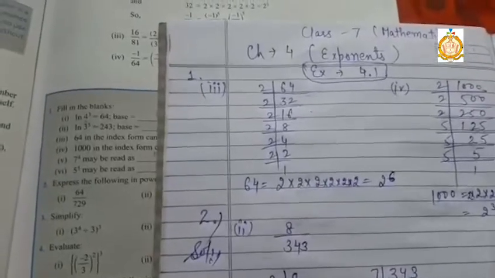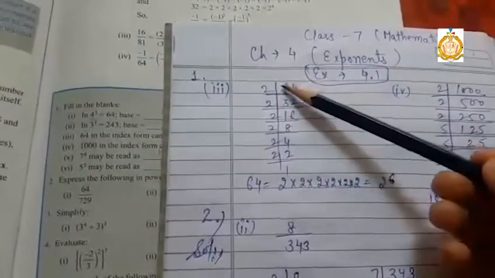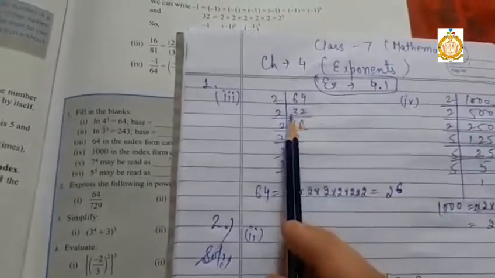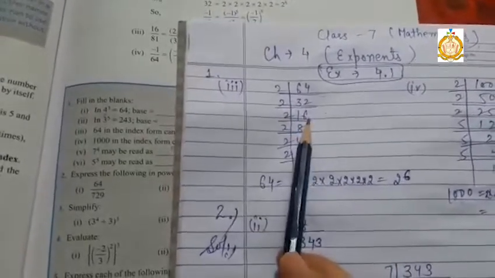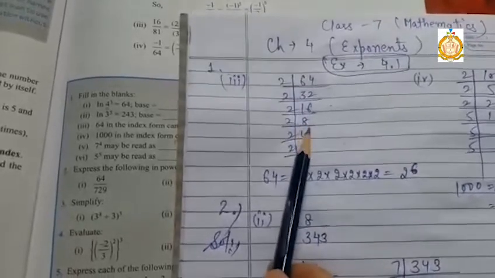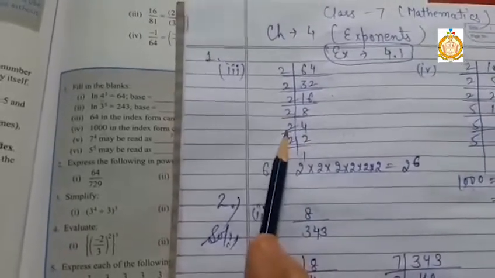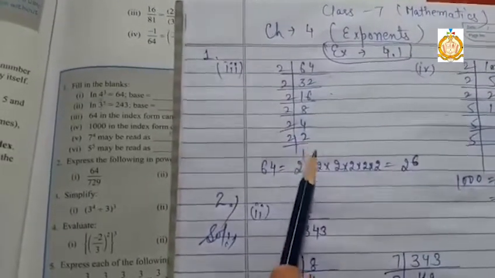To solve it, we will do the prime factorization of 64. 64 is an even number, so we will divide it by 2. We will get 32. Again it is an even number, again dividing it by 2, we will get 16. Again 16 is an even number, we will divide it by 2, we will get 8. Again dividing 8 by 2, we will get 4. Again dividing 4 by 2, we will get 2. And dividing 2 by 2, we will get 1.